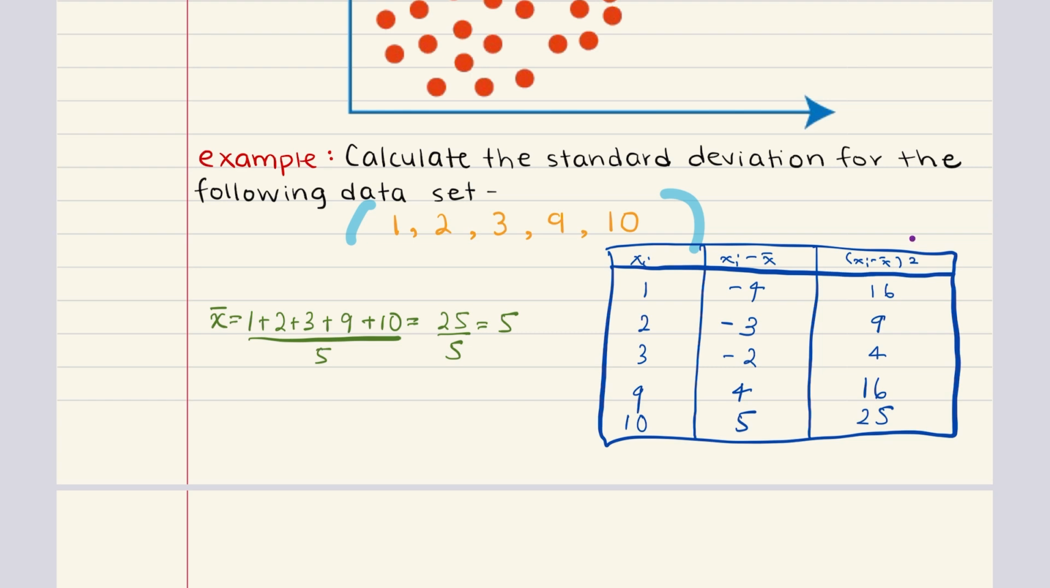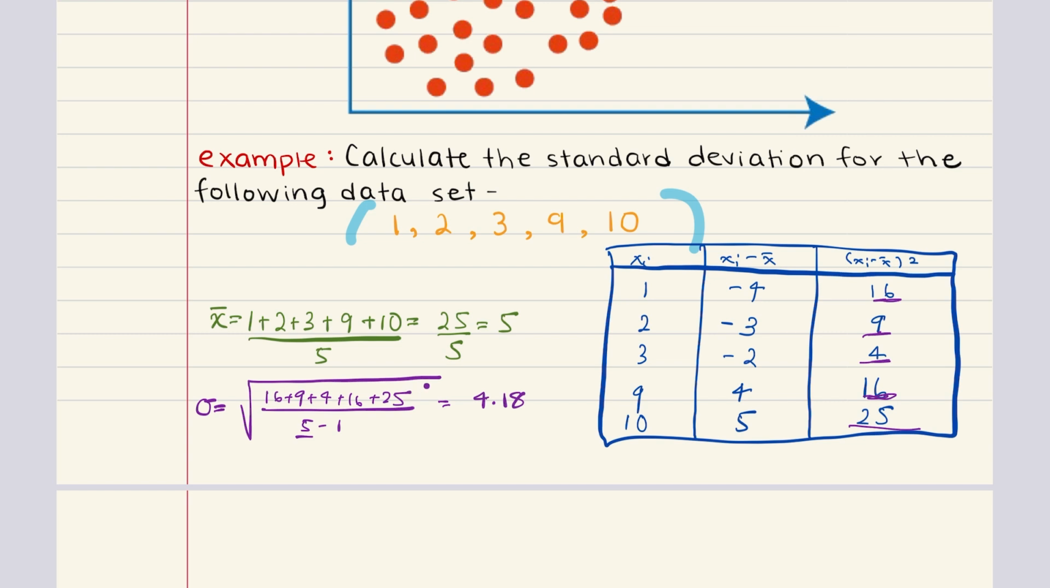Then we're going to take all of these values in our third column, and we're going to sum those up and then divide by the number of values minus 1. And then all of that, we're going to take the square root of it. So here we're going to do 16 plus 9 plus 4 plus 16 plus 25. And then we're going to divide that by 5, the number of values in this data set minus 1. And then we're going to take the square root of all that.